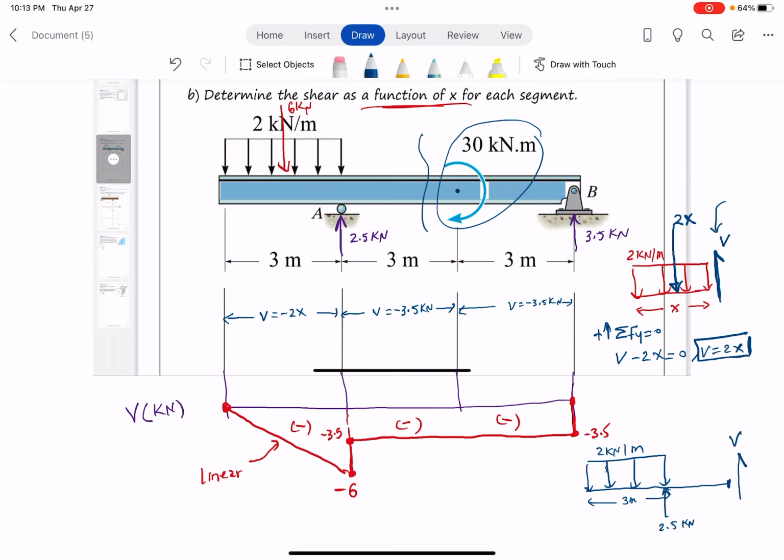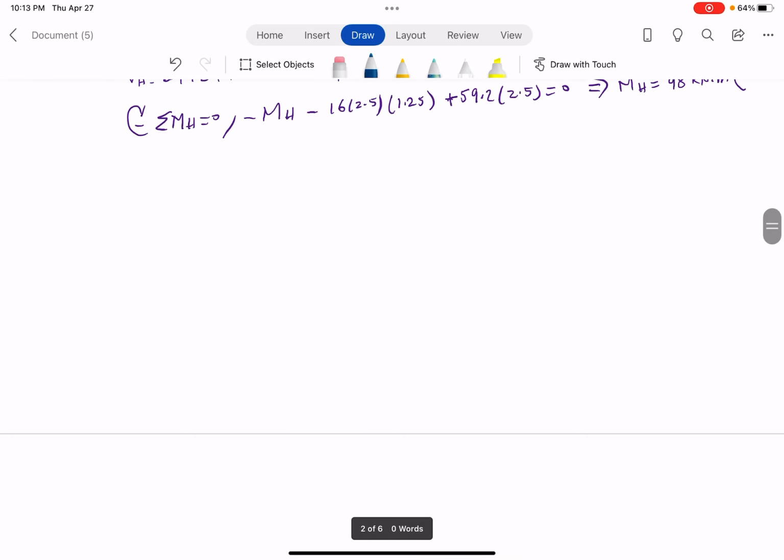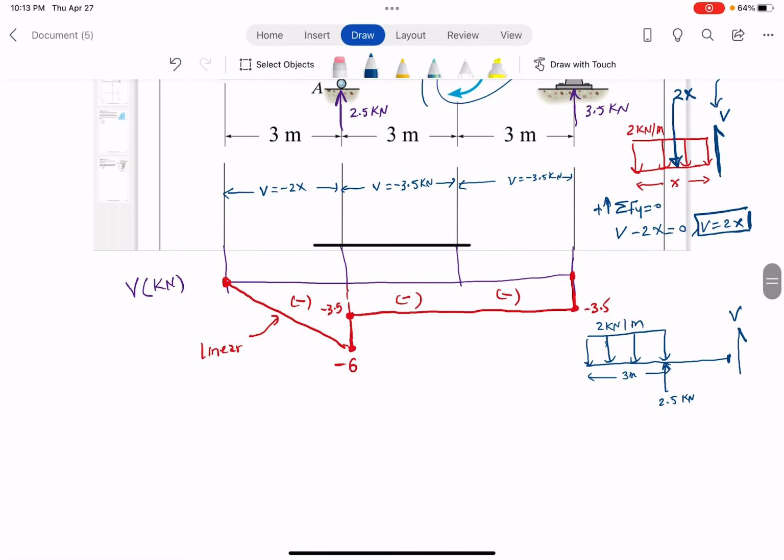We need to find the shear. That's it. Nothing else. We don't need to find normal force or moment. This is the shear diagram. So let me just go again. So summation of forces at y equal to 0. This is positive shear plus 2.5 minus 2 times 3, 6. 2 times 3 is 6. So shear, 2.5 minus 6, and that's going to give you minus 3.5.